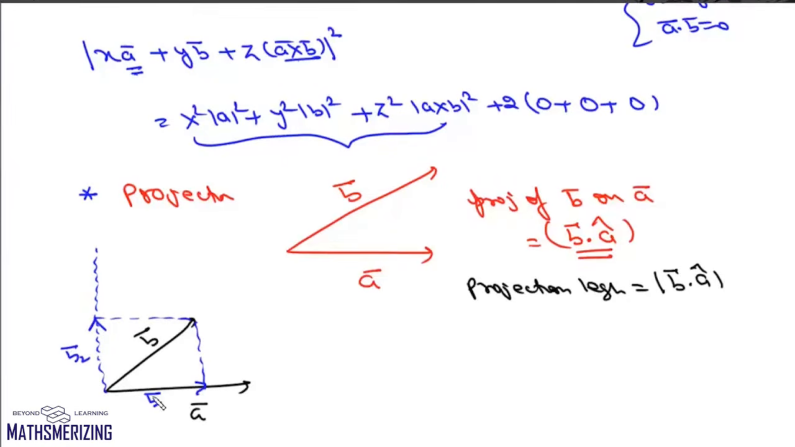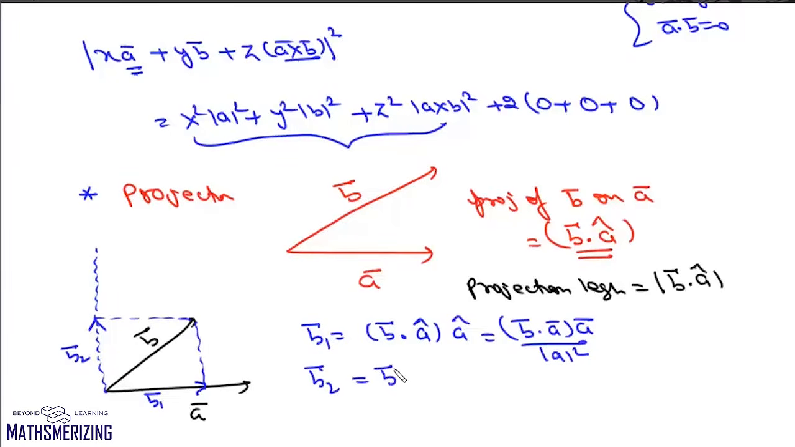Now b1 is actually the projection of b on a, so we can write this b1 as this projection length, which is b dot a cap, and then this direction, and it is in the direction of a, so it will be simply a cap, or we can also write this as b dot a into a upon mod of a square. And this b2, we know that b1 plus b2 is b, so b2 will be simply b minus b1, or b minus b dot a cap into a cap.